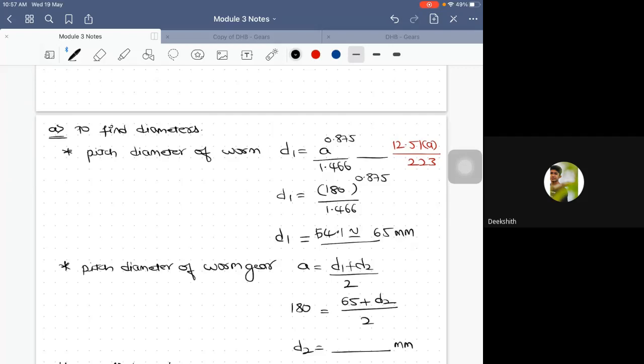So the right way to deal with design classes is to have a laptop in front of you with the screen in full screen mode. On your table, keep your data handbook, your book, and your calculator, and start working while listening to the instructions I give. Okay, so 295 mm.